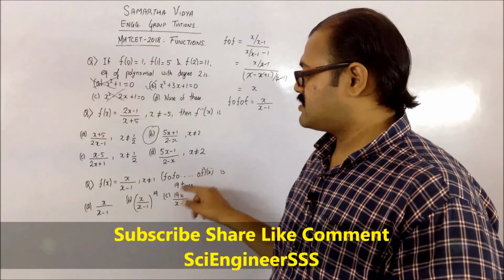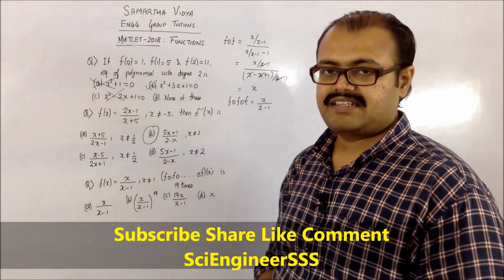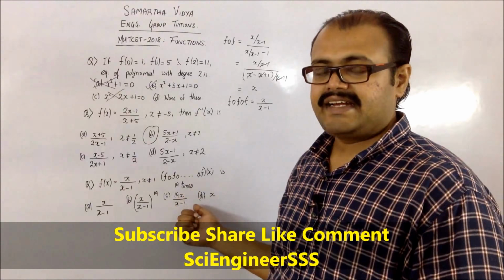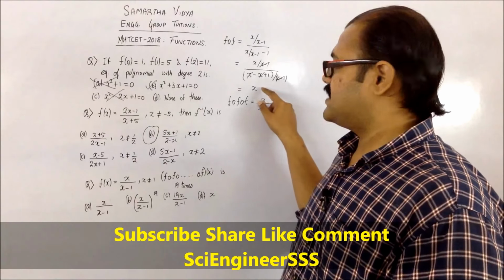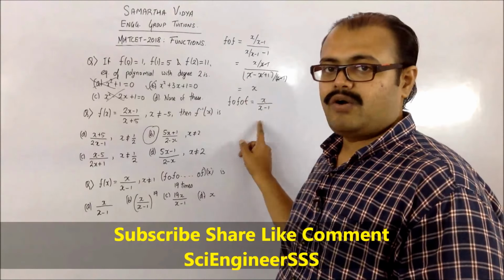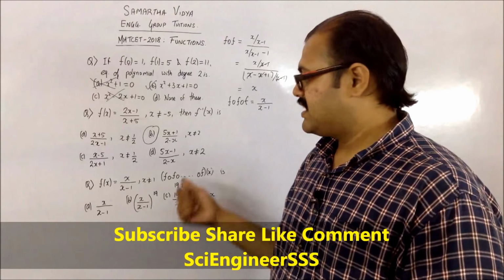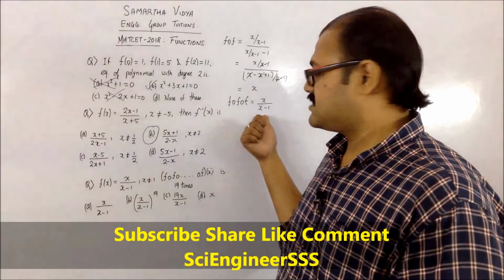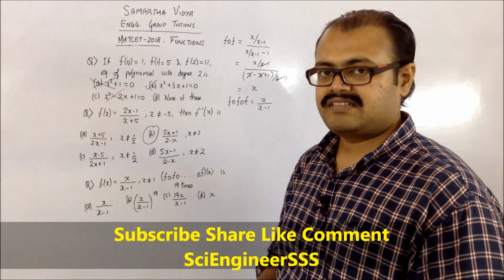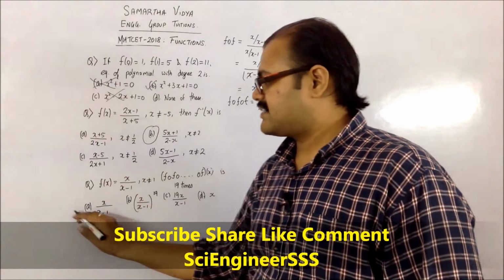Then you have to see what is going to happen at the 19th time. Since 19 is an odd number, and for every even you are going to get the value as x, for every odd you are getting the value as this. For the 19th time, it's going to be the odd part, that is x upon x minus 1. So that is why the correct option is going to be.